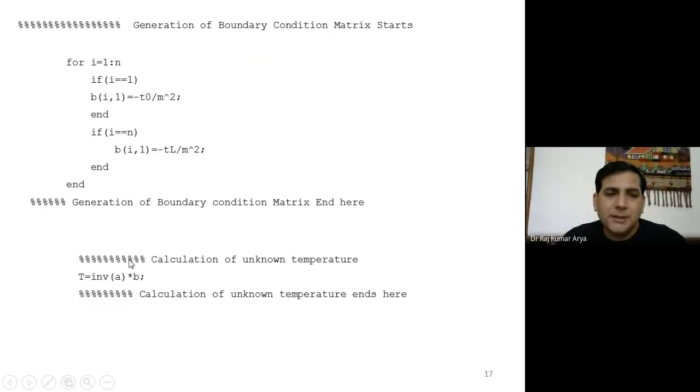Then after that, once you have generated the boundary condition, it is the easiest part now. T is the inverse of A multiplied by B. That's all, right?